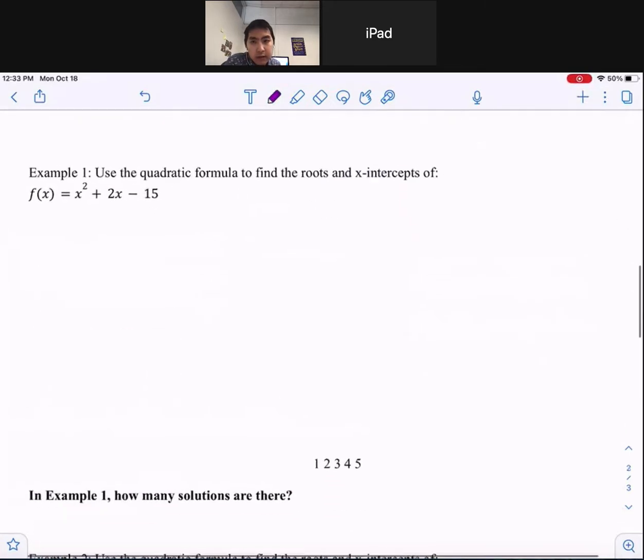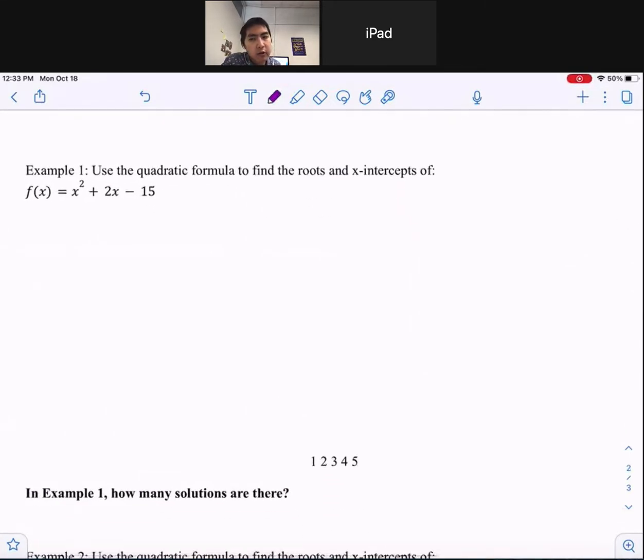So let's get right into it, right? Regardless of whether you can factor or not, you can always use the quadratic formula if ax squared plus bx plus c is equal to 0 and a is not 0. So what we're going to do is set this equal to 0. And then we write down our a value is 1, our b value is 2, our c value is negative 15. And we're going to use this formula to solve for x.